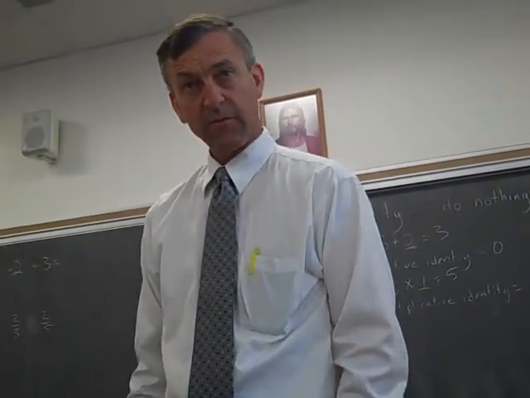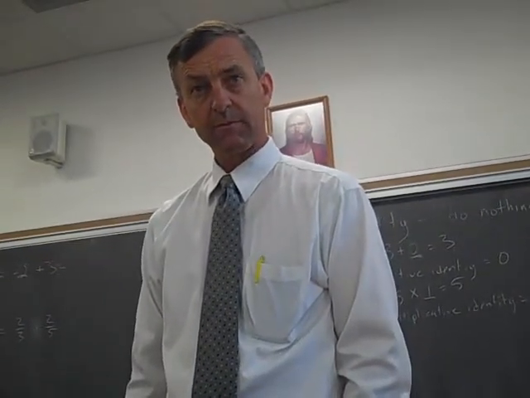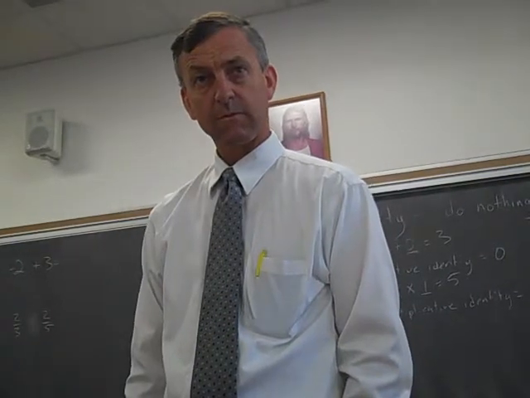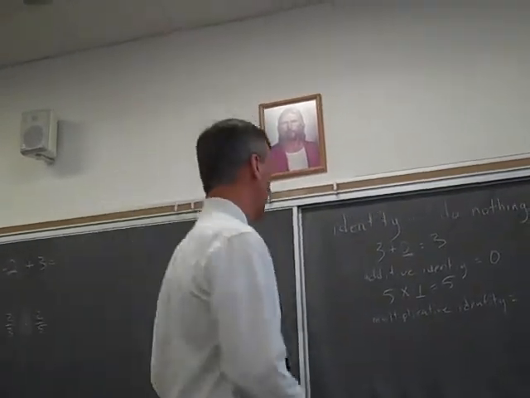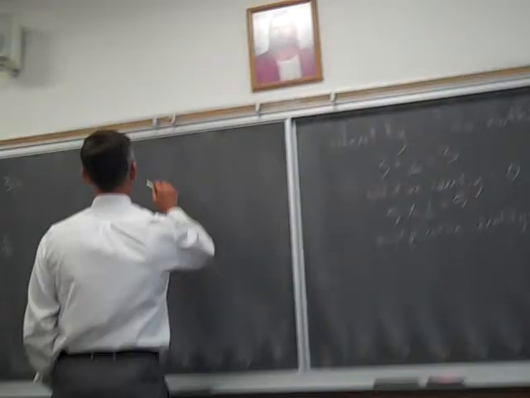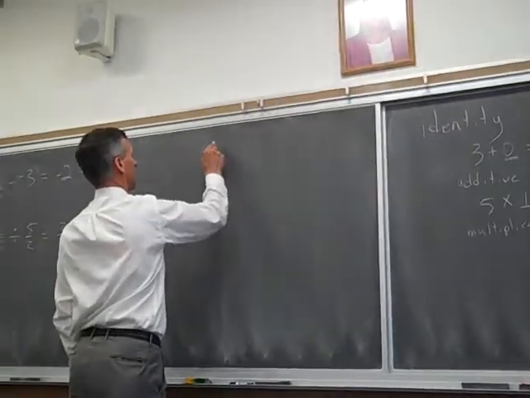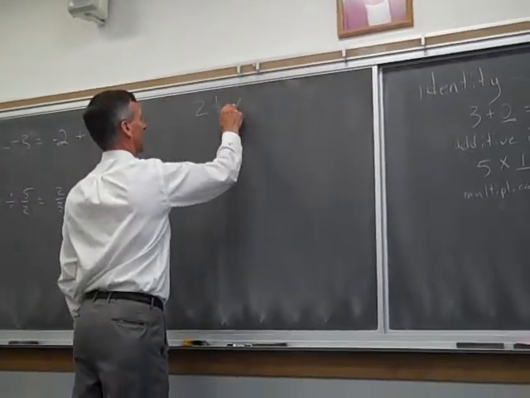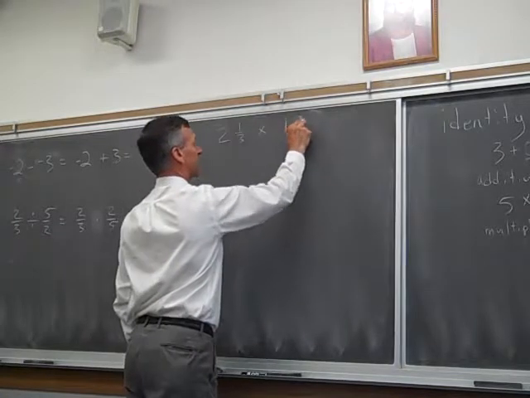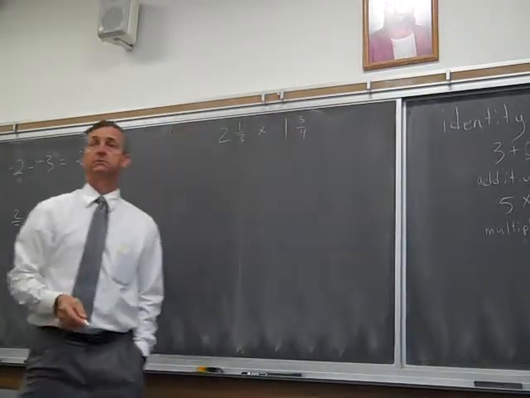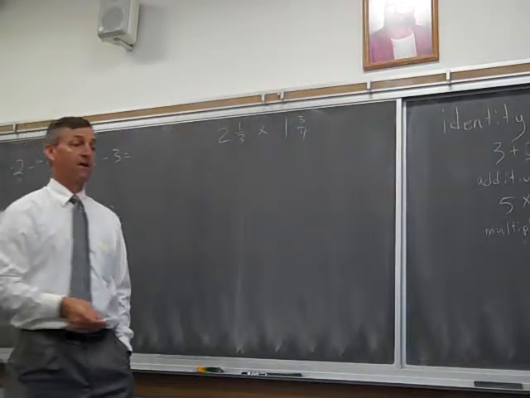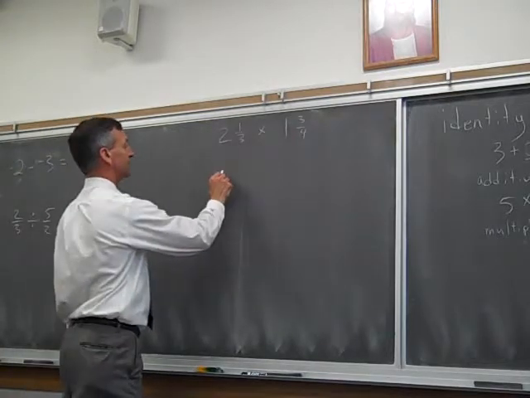Yes? I understand how to do it. I was just confused when there's a whole number in front of it. Like what? Let's just take 2 and 1/3 times 1 3/4, right? So you've got your grid paper out there.